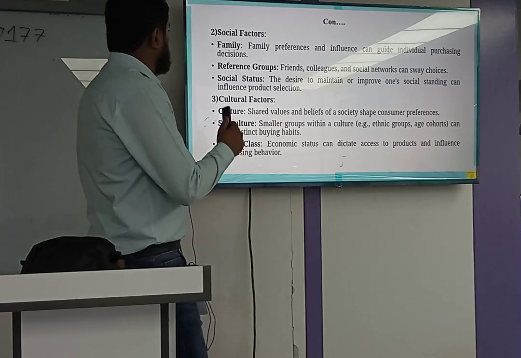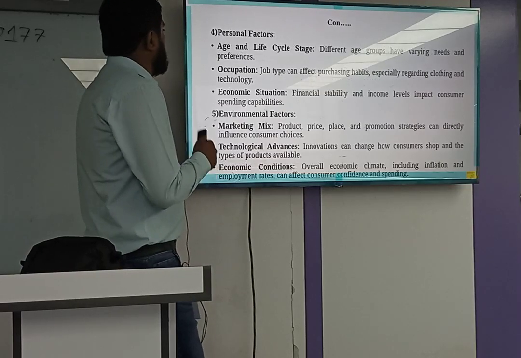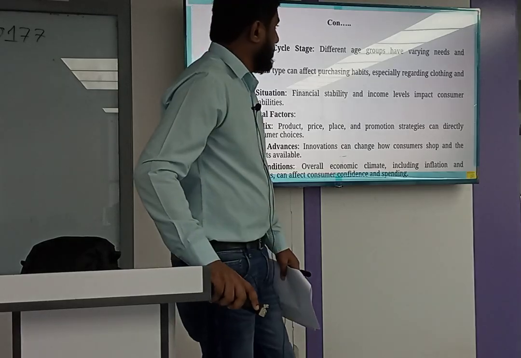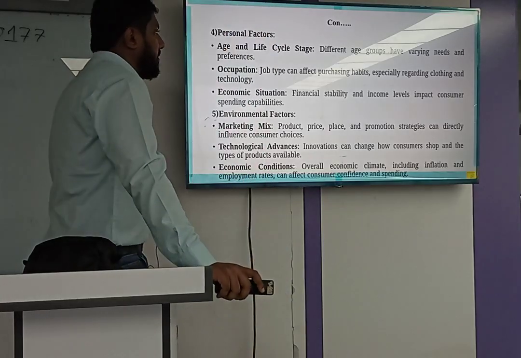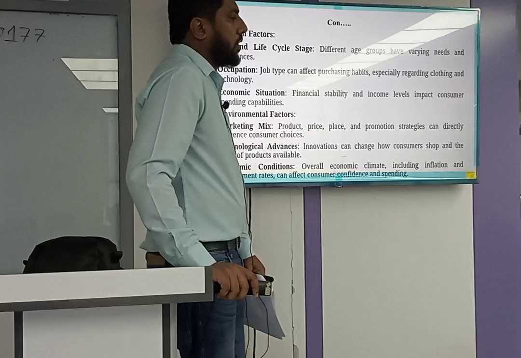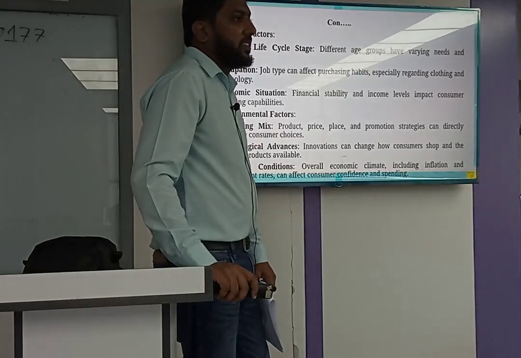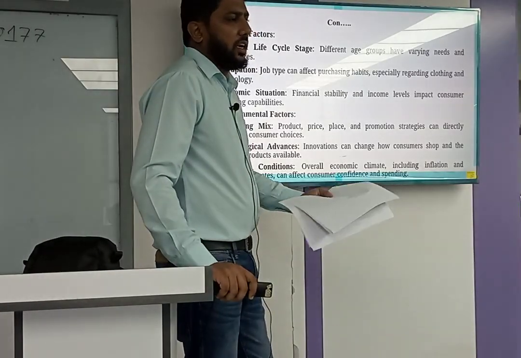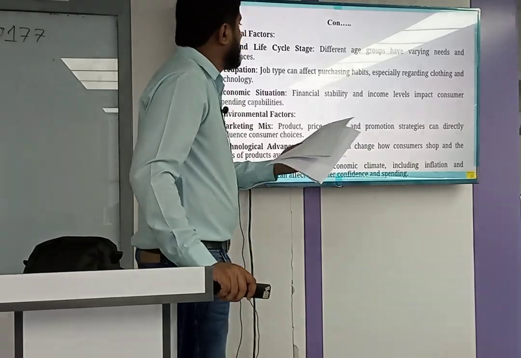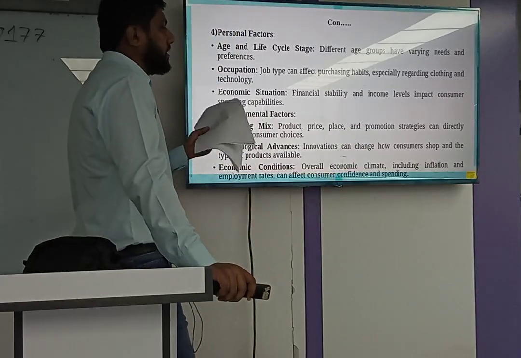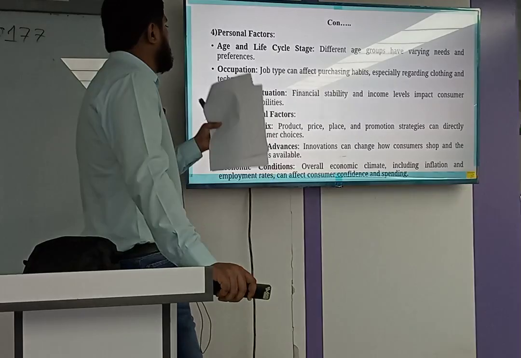Social class. Personal factors, age and life cycle. Different age groups have varying needs and preferences. Now if I go to buy Cerelac, I can eat Cerelac, but it doesn't go with my age. So different age groups have varying needs. Based on that.